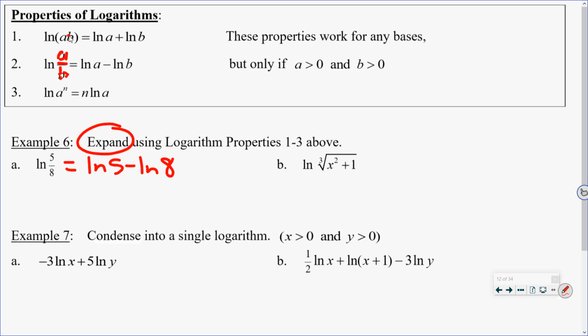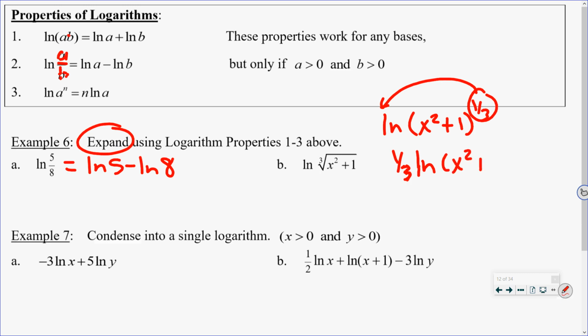B is kind of complicated. One little trick that will help you is if you ever have the cubed root, write it as a power. Cubed root is the same as a 1/3 power. We'll do that a lot in problems to make them easier to work with. Well, now we can apply that third rule. I have a power up here, I can take it and drop it down in front. So I have 1/3 ln of x squared plus 1.